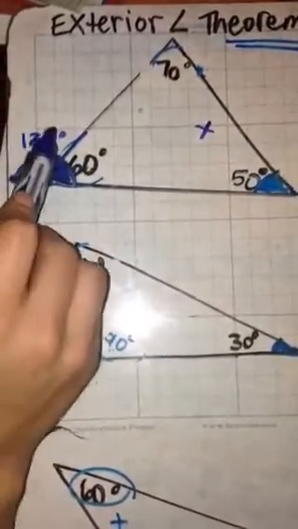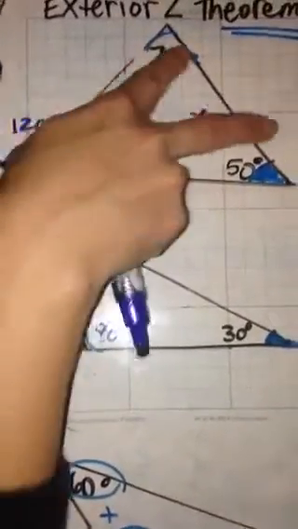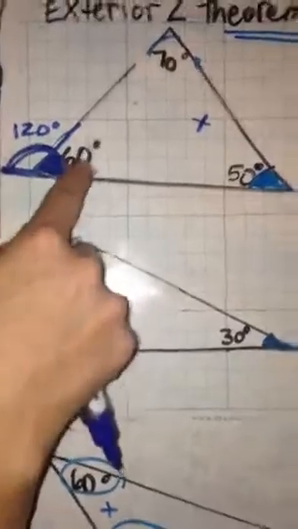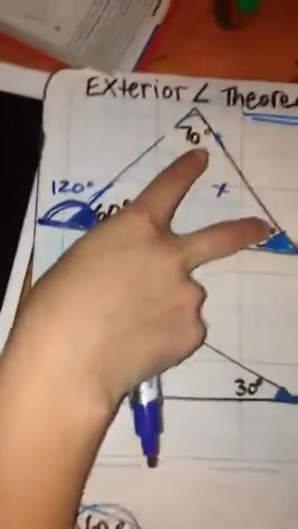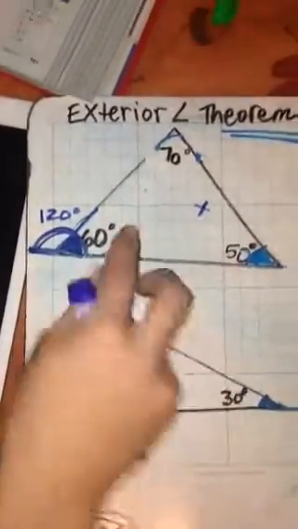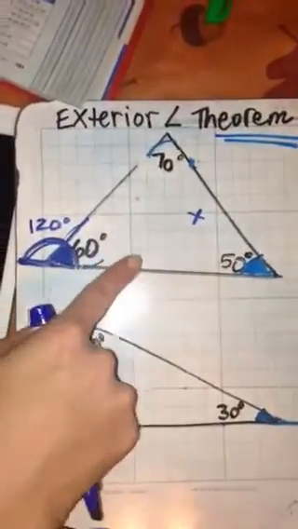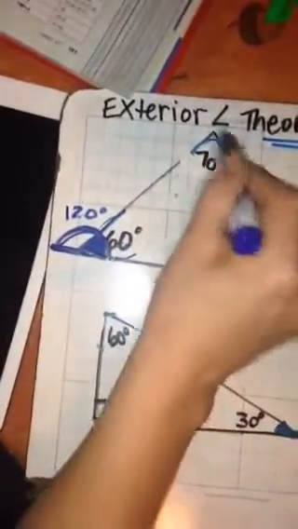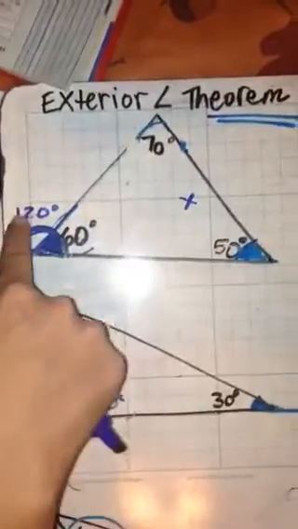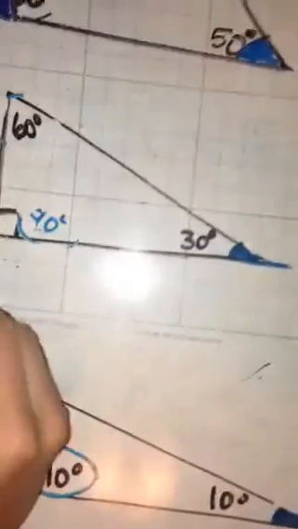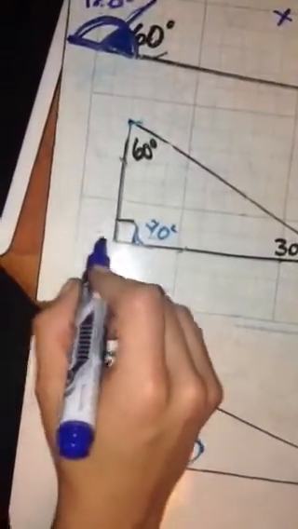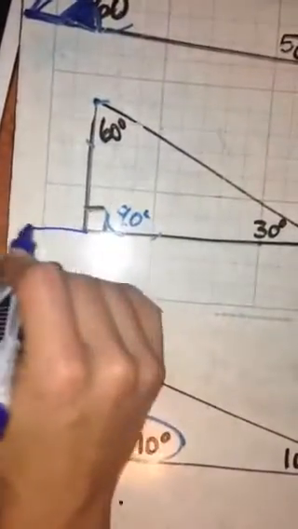So the exterior angle should equal the two angles that are farthest away. Not this angle because it's adjacent. The two remote islands, an island that's far away. So 70 plus 50 is 120. So here that relationship works. That equals that. If I do this, I see a straight line here.